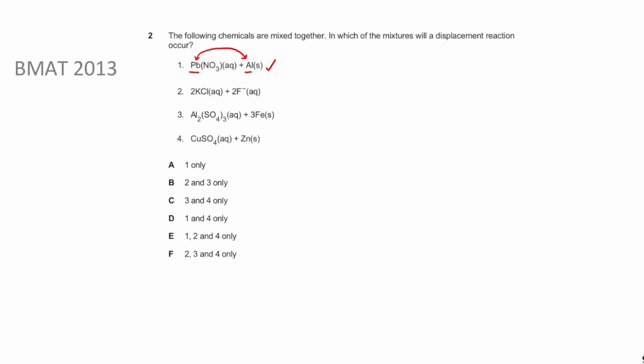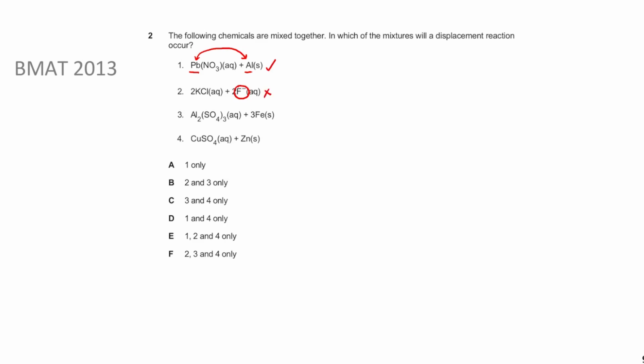But here, this is a trick question. F is actually higher up than Cl in group 7, therefore F should be more reactive. However, this is F-, so you only get a displacement if it's F2, not F-. So this one won't actually give you a displacement reaction.